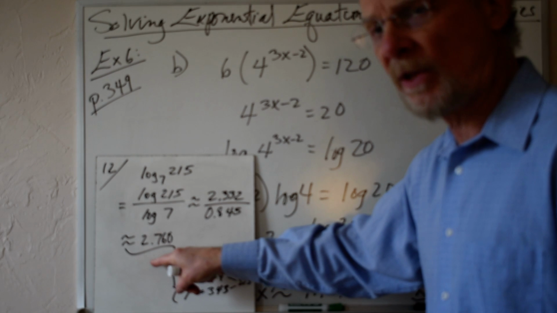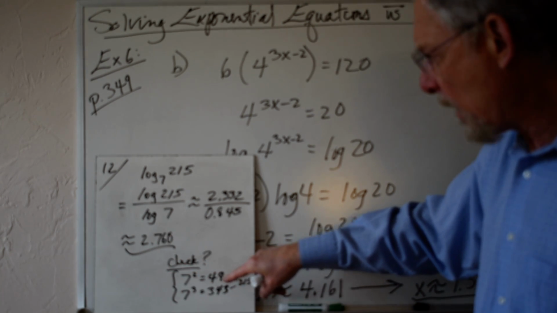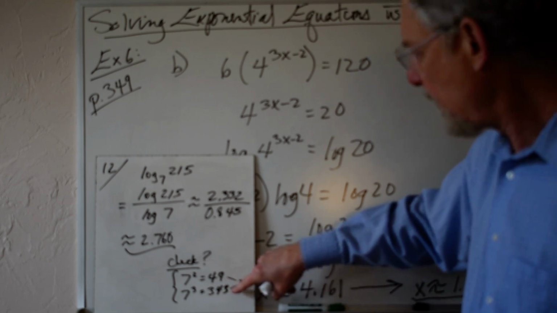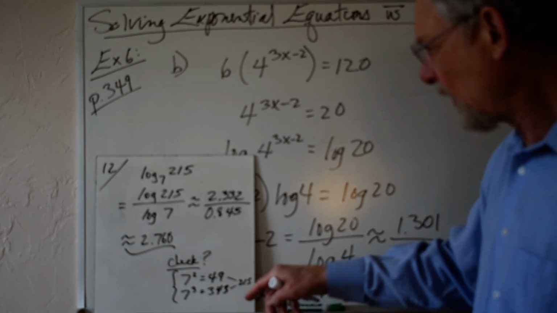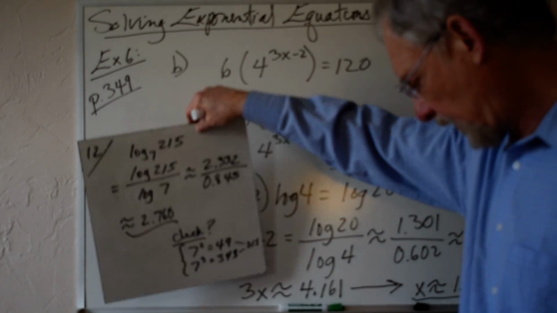And in fact, 2.760 is closer to 3 than it is to 2, so you would expect that when you raise 7 to that power, you're going to get a number closer to 343 than to 49, which is what 215 is. So that seems pretty plausible. I think we've got that one done correctly.